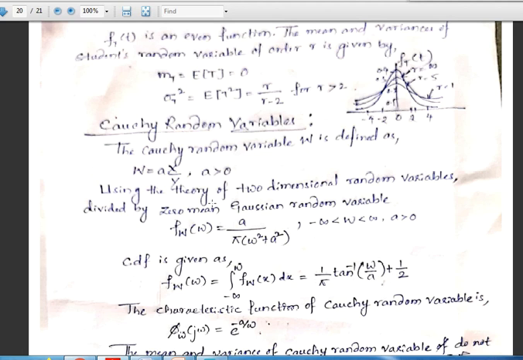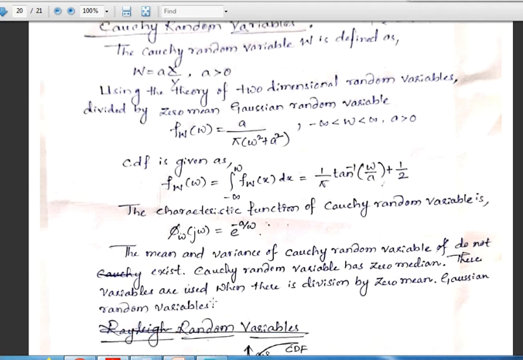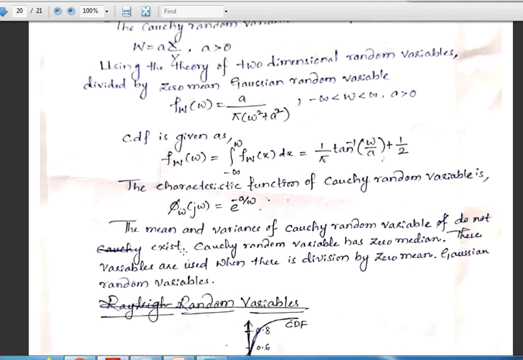Once the CDF is obtained, we can go for finding the characteristic function of the Cauchy random variable, phi_W(j omega), which is given by e to the power of minus a times the modulus of omega. The mean and variance of the Cauchy random variable do not exist, and the Cauchy random variable has zero median. These variables are used when there is a division of zero mean Gaussian random variables.